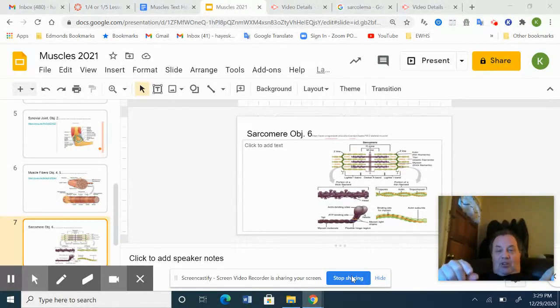The myosin molecule, as you can see, is kind of like golf clubs, two golf club heads wound around each other. And the thick filament is made of several of those. So you'll see that a thick filament has several of those little golf club heads sticking out around it.